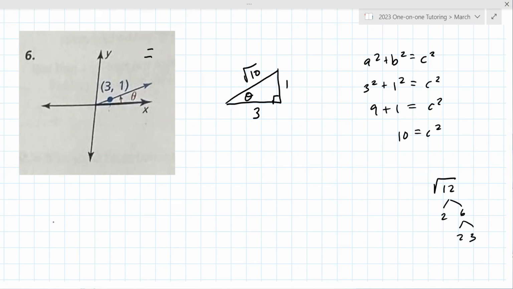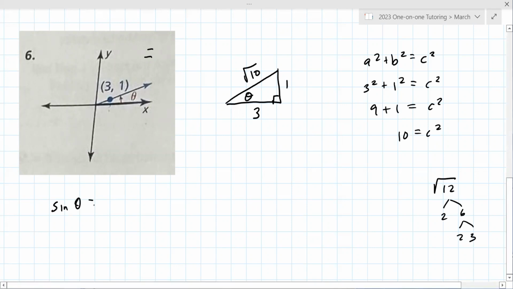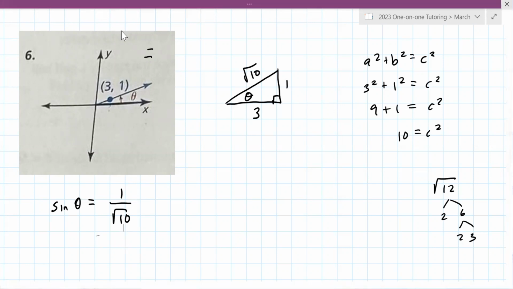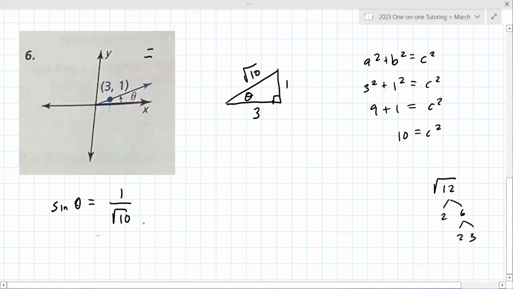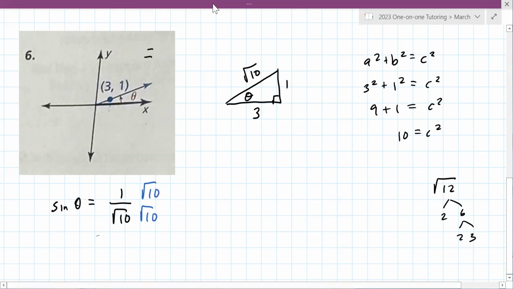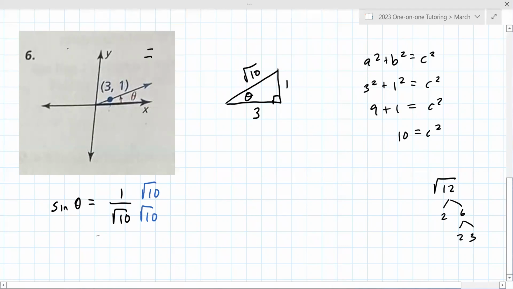Okay, so now we'll start with sine theta. Sine theta is 1 over the square root of 10. And what is the problem with what is written here? You need to rationalize it. Yes. And you know, it's not apparent why, but that is what is required. So multiply the top and bottom by the square root of 10. So you get square root of 10 over 10.